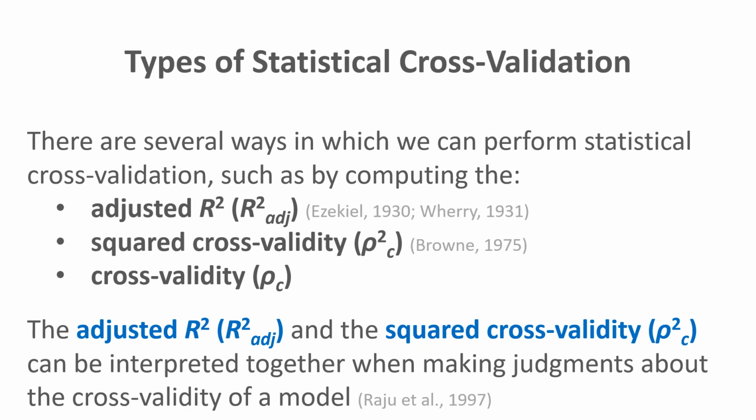The adjusted R squared value and the squared cross-validity can be interpreted together when making judgments about the cross-validity of a model. Often we'll use both of these statistical cross-validation indicators, the adjusted R squared and the squared cross-validity, in tandem to make judgments about the cross-validity of a model. Again, let's dive into these specific types of statistical cross-validation. Let's start with the adjusted R squared.